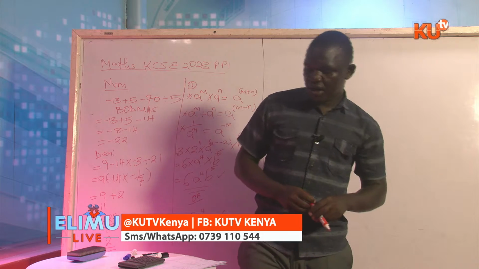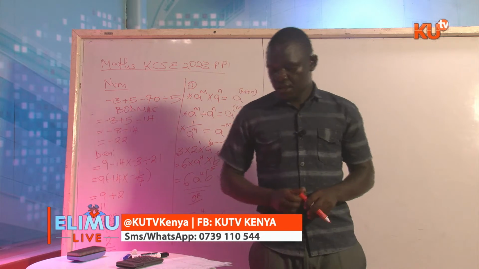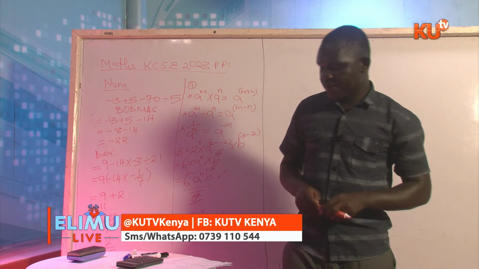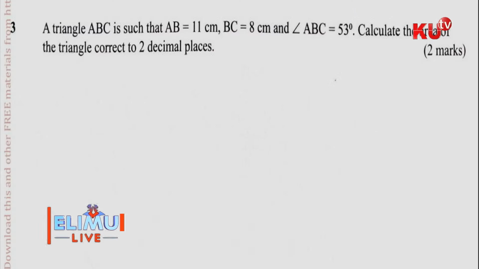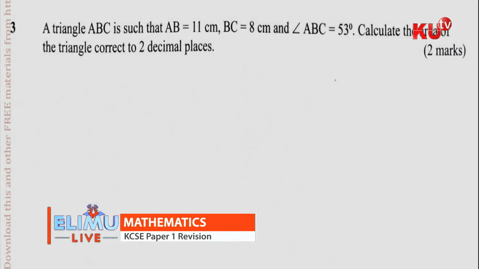Let's check on question number 3, dear students. Question number 3. A triangle ABC is such that AB equals 11 centimeters, BC equals 8 centimeters, and angle ABC equals 53 degrees. Calculate the area of the triangle correct to 2 decimal places.